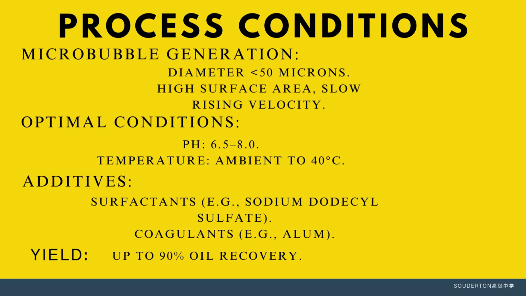About process conditions. The following are all important parts. The first is the generation of microbubbles, which require a diameter of less than 50 microns. Because of the large surface area, the rise rate is slow. About the best conditions. The pH value is 6.5 to 8.0. The ambient temperature needs to be 40 degrees Celsius. Additives are surfactants such as sodium lauryl sulfate and coagulants, e.g., alum. Oil recovery rates are as high as 90%.